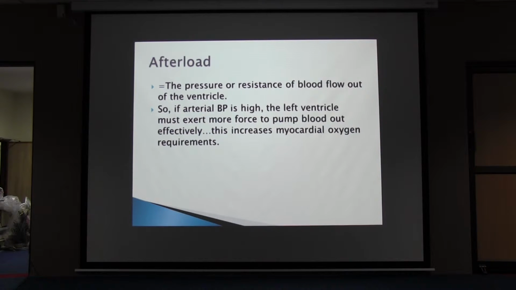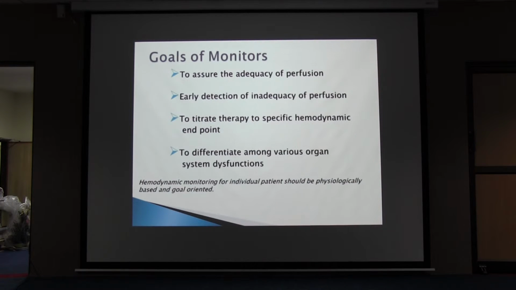And the afterload is the pressure, the resistance to blood flow out of the ventricle. So if the arterial BP is high, the left ventricle must work more forcefully. It has to pump the blood more forcefully against that resistance.